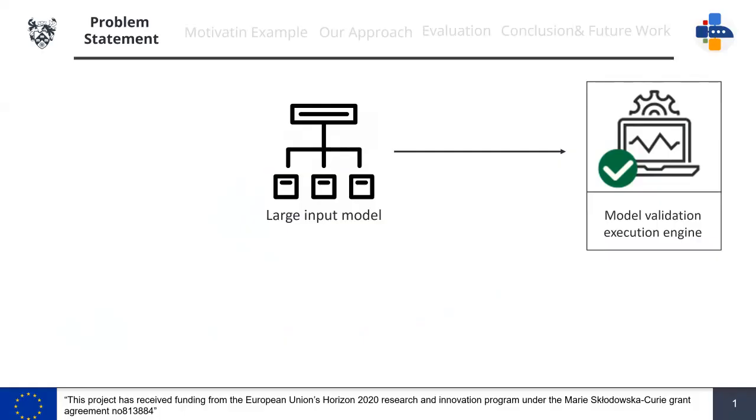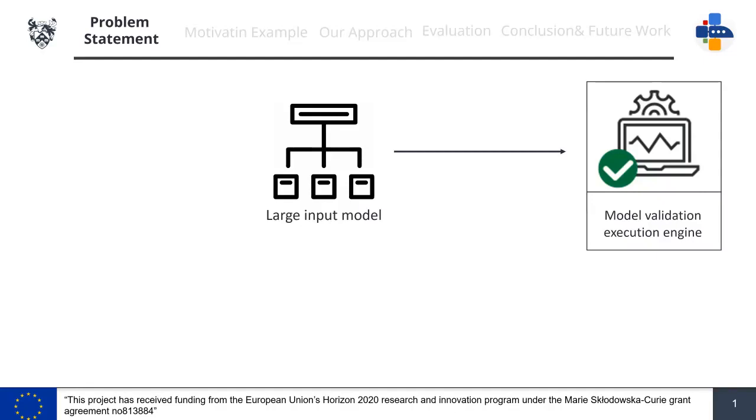As you know, in MDE, models are the main artifact, and they are the input of programs called model management programs. These programs manipulate the model. They can transform the model, validate the model, or merge models. In this work, we are focusing on validation programs, which means programs that consist of some constraints and check whether the model satisfies these constraints or not.